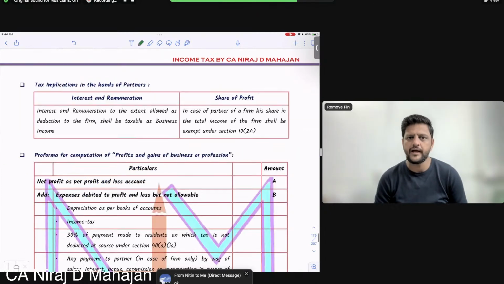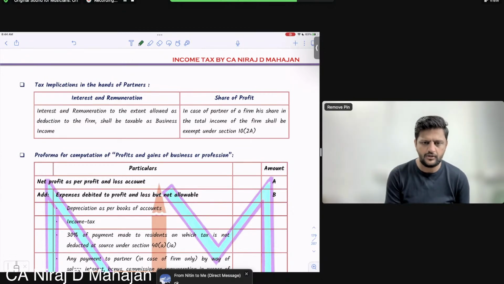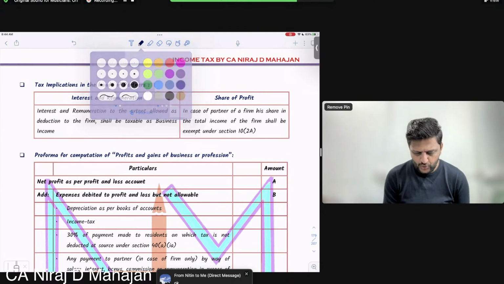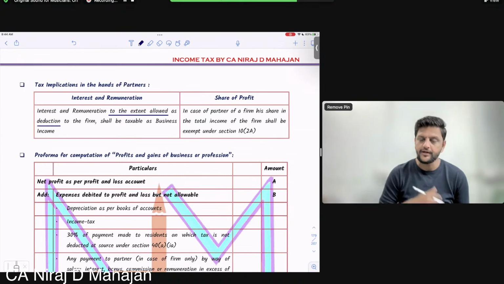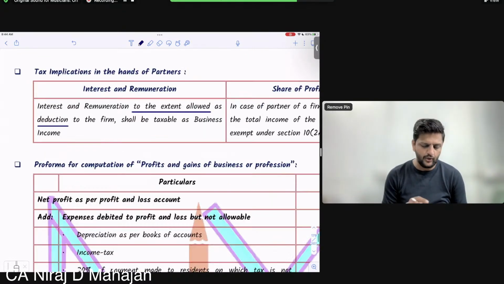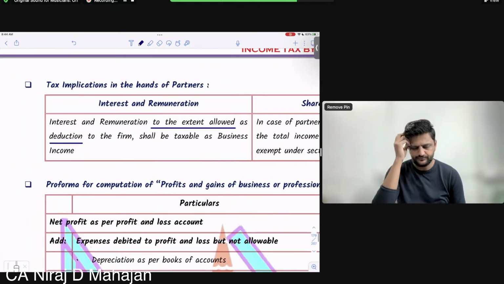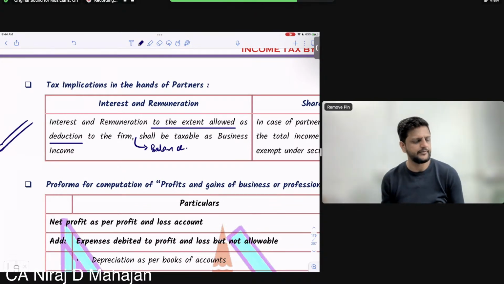Then check what happens in the hands of the firm and the partner. Interest and remuneration, bachcho, pay attention. Again, simply logical. To the extent it is allowed, it will be a deduction to the firm, and the remaining shall be taxable in the hands of the firm. Interest and remuneration, to the extent allowed, is a deduction, right bachcho? The balance will be taxable as business income. Underline, you can write a word: balance shall be taxable as business income. Clear?